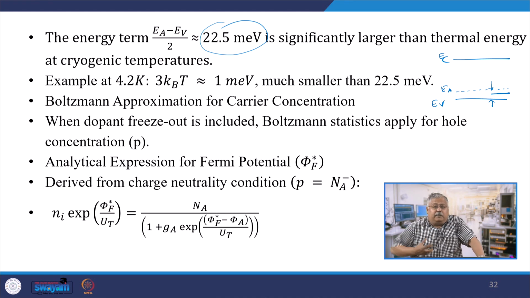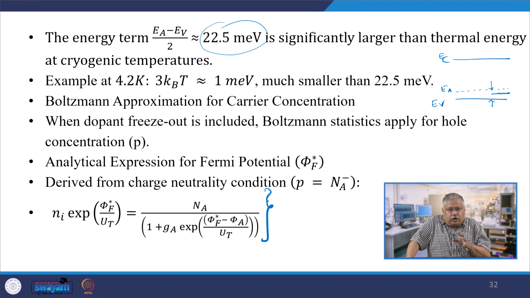So the amount of thermal energy available to you is much smaller as compared to 22.5 millielectron volt, and this is where you apply the Boltzmann approximation for carrier concentration. Your Fermi Dirac is gone and you apply Boltzmann statistics here, and the expression which you get is in the last part of this slide, which is this one. I will not go into details of this, it is not required for an electronics engineer to a very large extent, but you should have the knowledge of how it looks overall.